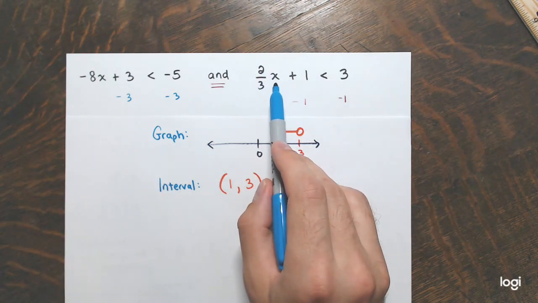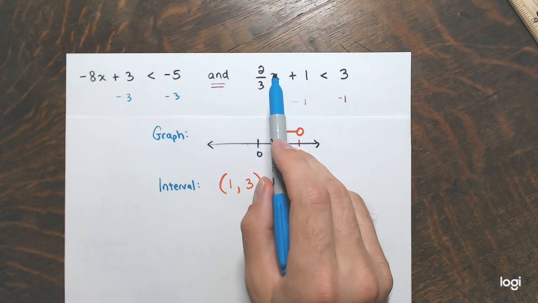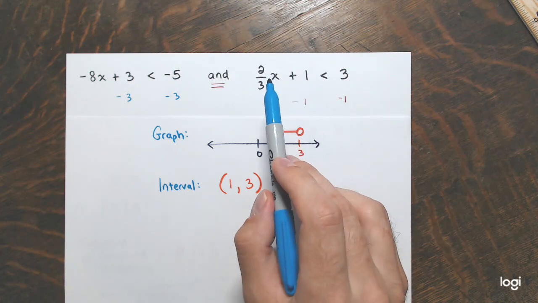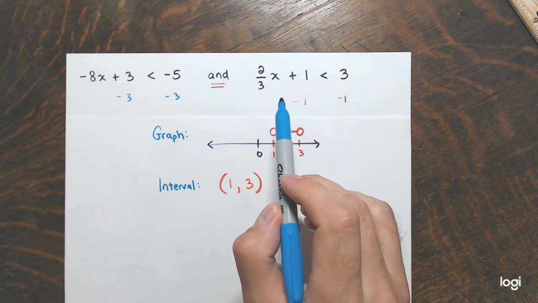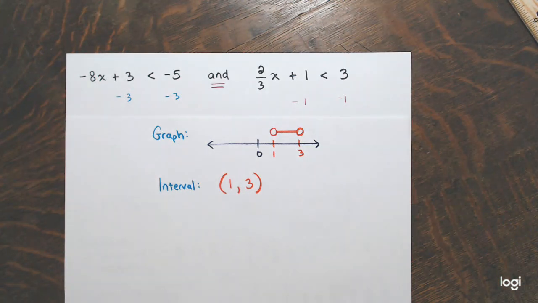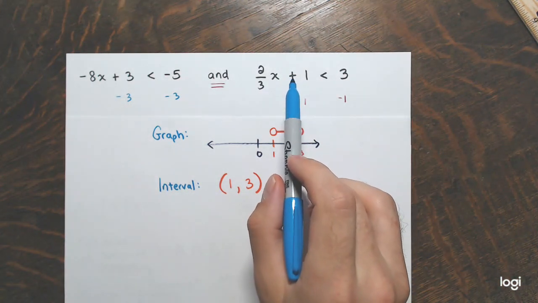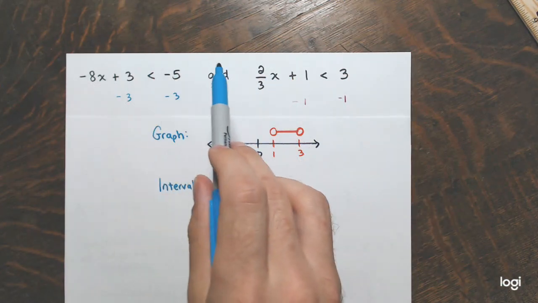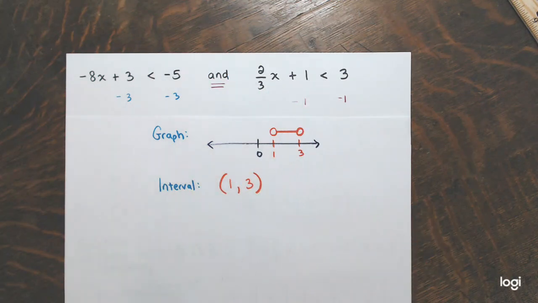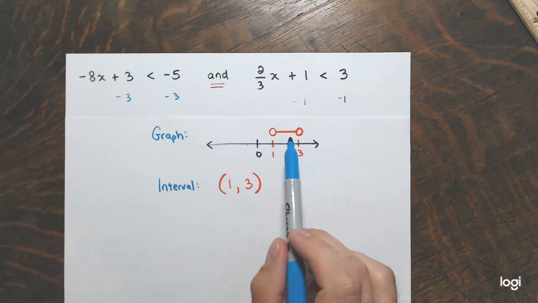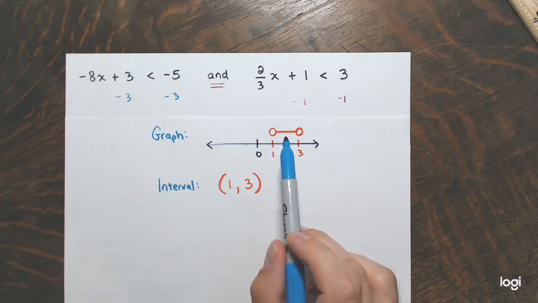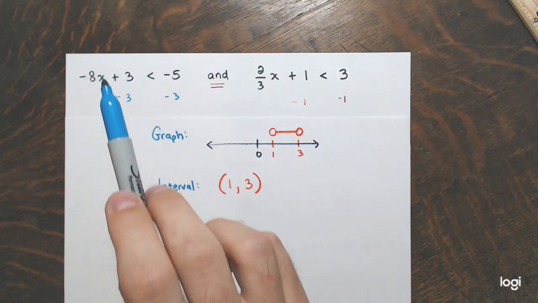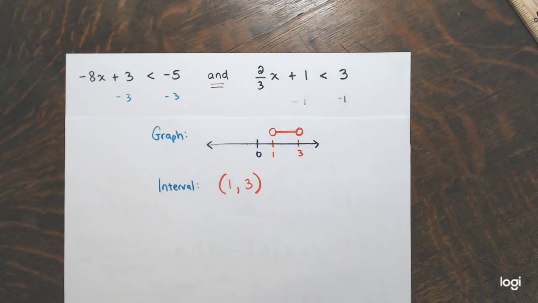And 2/3 times 2 would be 4/3. 4/3 plus 1, need a common denominator. 4/3 plus 3/3 is 7/3, which as a mixed number would be 2 1/3. Is 2 1/3 or 7/3 less than 3? Yes, it is. So 2 makes both this inequality and this inequality true. It is a solution of the compound inequality. You can do that again with any number you want. Plug in 1.879, plug in 2.993, whatever you want. As long as it's between 1 and 3, it should make both of these inequalities true at the same time.